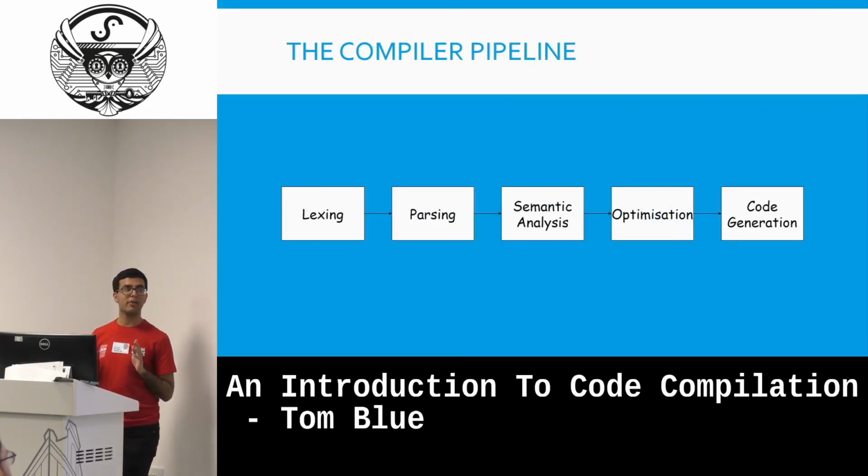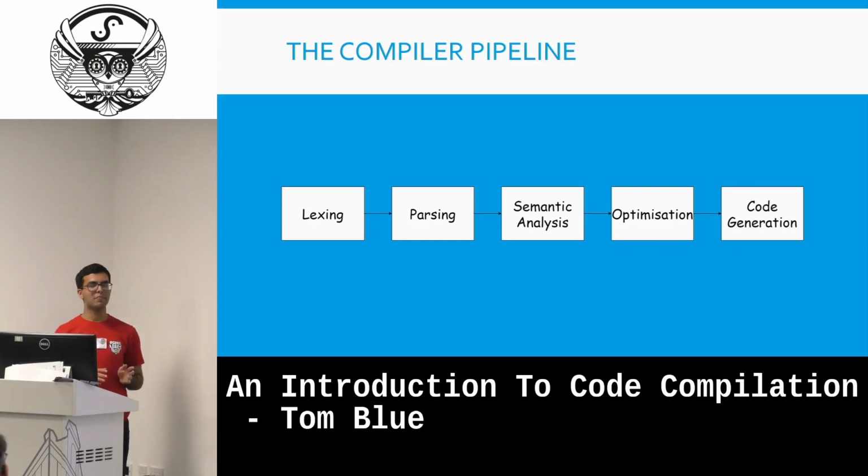So we're going to look at a general overview, kind of a high level, of how a compiler pipeline might look. There's lexing, parsing, semantic analysis, optimization, and code generation. We'll go through each step and explain what it is and how it works.